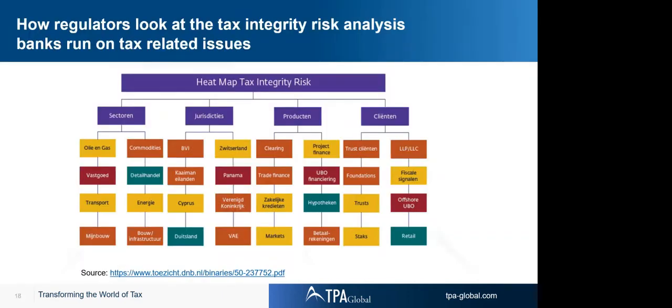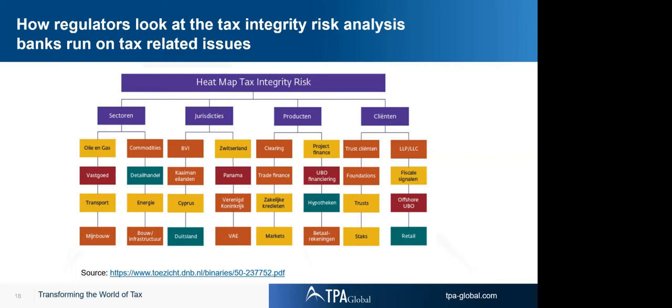Different view. If we look at the heat map tax integrity risk, in this case, the Dutch central bank imposes on banks like ING, Daniel was referring to. They basically say to those banks, know your customers. So how do they look at corporates? Well, they say if the corporate is in the oil and gas sector, the sectors in this table, apologies, this is a table still in Dutch.